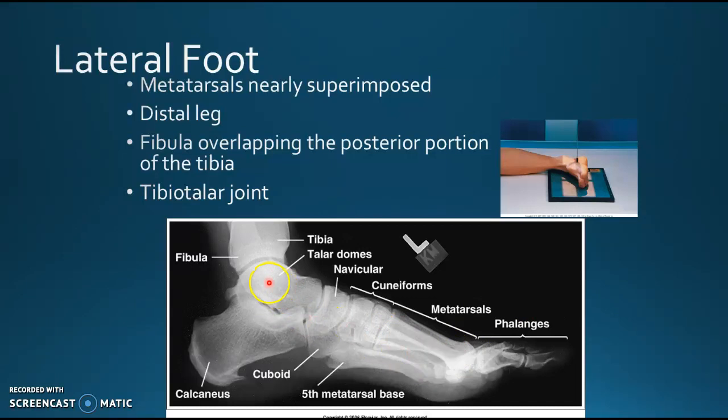For the lateral foot, the metatarsals are going to be seen nearly superimposed, similar to a lateral hand. You're going to see the distal leg. The fibula, which is outlined right here, will be seen in the posterior half of the tibia. If you bring a line straight down through the tibia, the fibula will be located in the posterior half. And the tibiotalar joint space should be open.